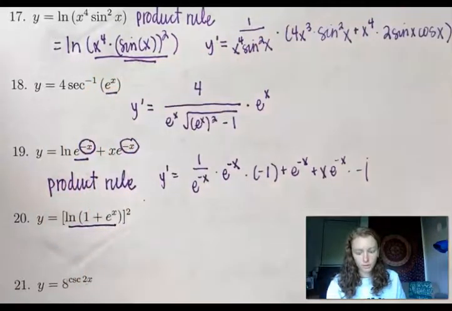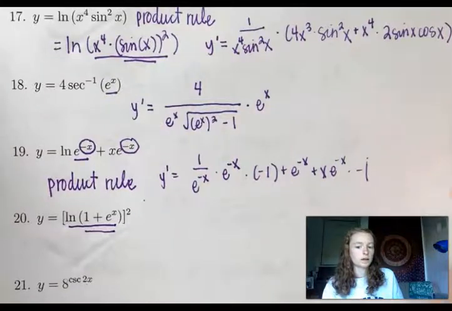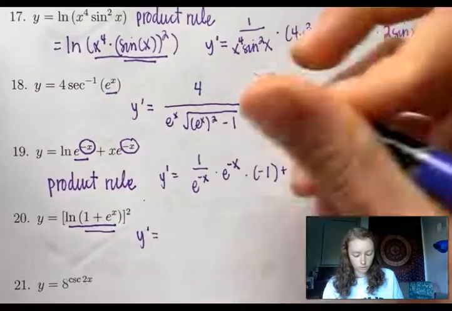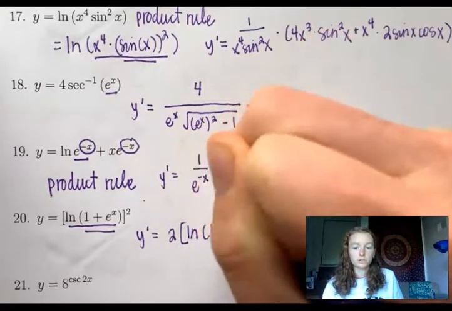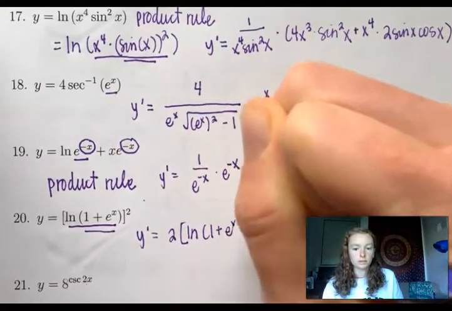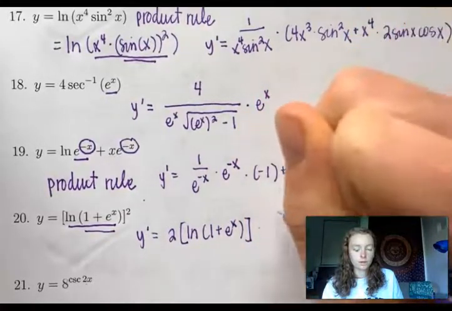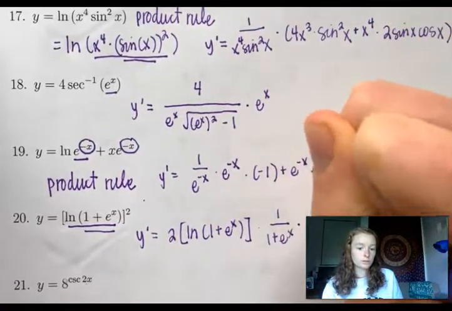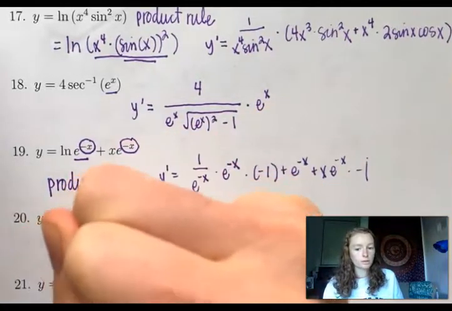So for 20, we have 3 functions again. Our inside function is ln of 1 plus e to the x, and then our third inside function is 1 plus e to the x. So first we are going to do the power rule. So bring down the 2, rewrite your inside function, and then take the exponent to just 1. And then multiply by the derivative of the inside, which is ln. The derivative of ln is 1 over x. So then rewrite the inside function and then multiply by the derivative of the inside function.